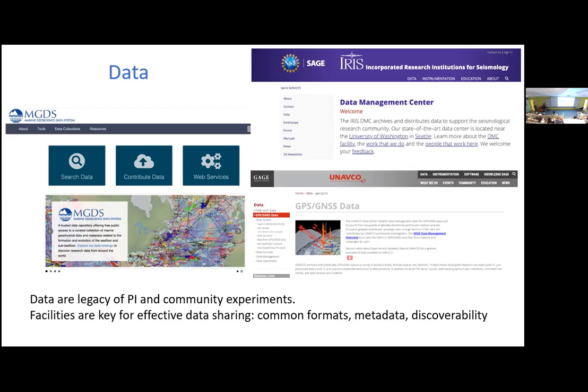It'd be interesting to discuss if there are ways that we could share the data products from these things in a way that helps facilitate international interdisciplinary collaboration even more. So I just wanted to highlight those couple.